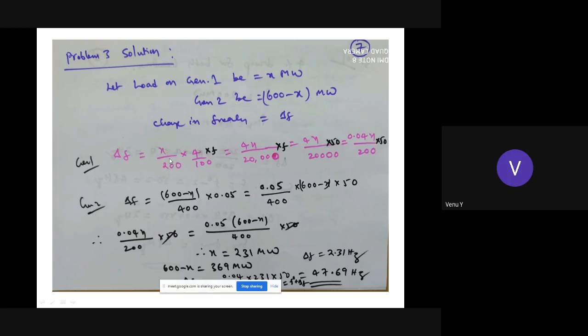So generator 1 load is x megawatts, the rating is 200, and the droop is 4%. The load is x by 200, into 4%, 0.04, into the frequency of 50 Hz. Therefore, it is equal to 0.04 times x by 200 into 50.